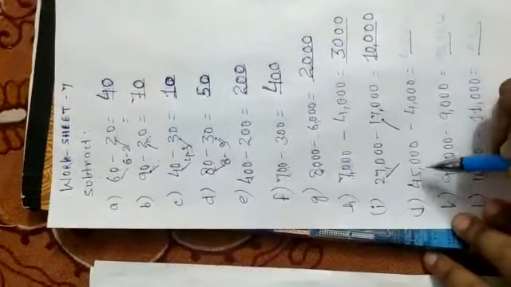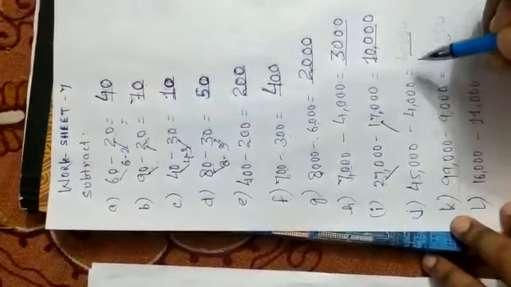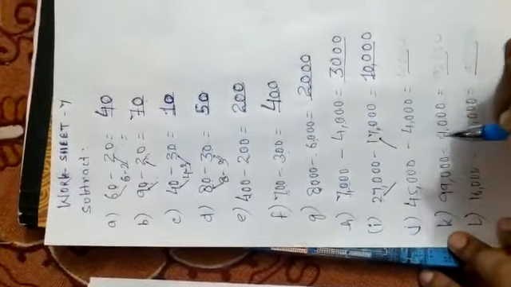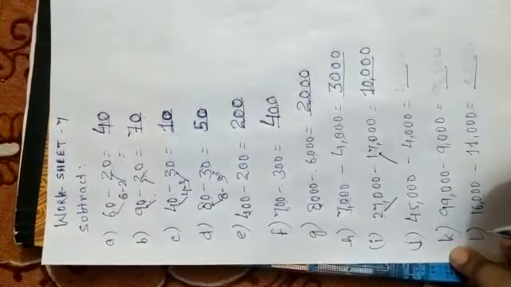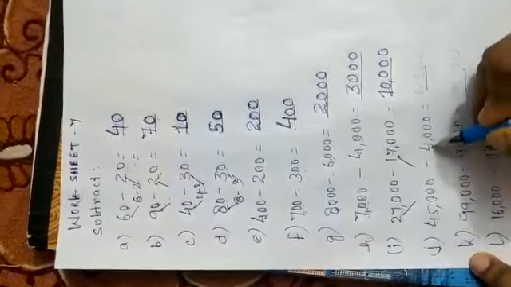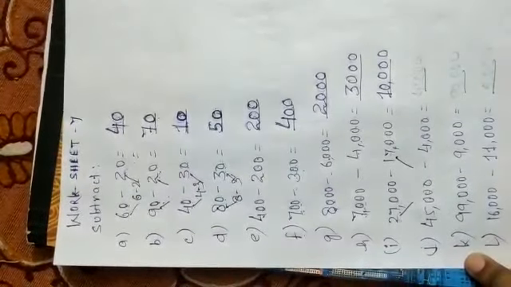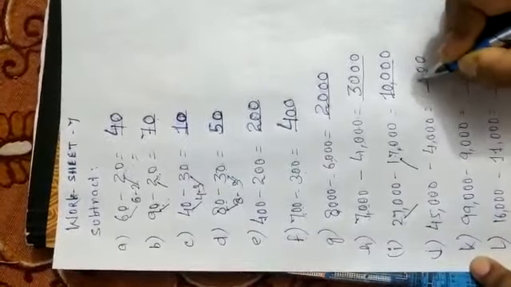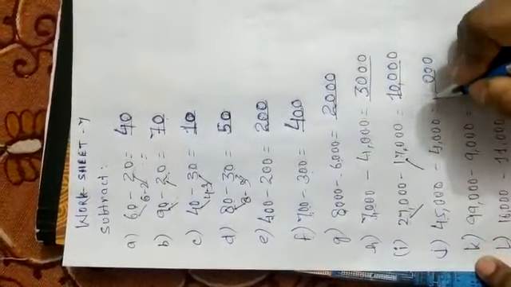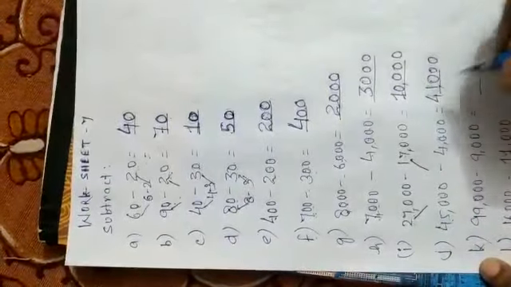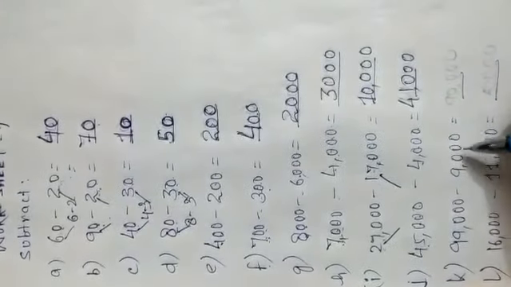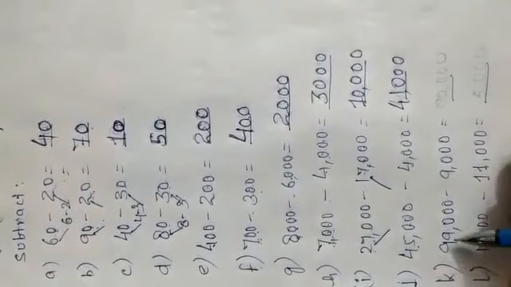Come to J, 45,000 minus 4,000 equals what? Here 45,000 and 4,000 are in the same place, that is thousands place. Now 45,000 has 3 zeros on the right and 4,000 has 3 zeros on the right. So the difference will also have 3 zeros on the right. Now subtract 45 minus 4, that is 41. So the answer is 41,000.